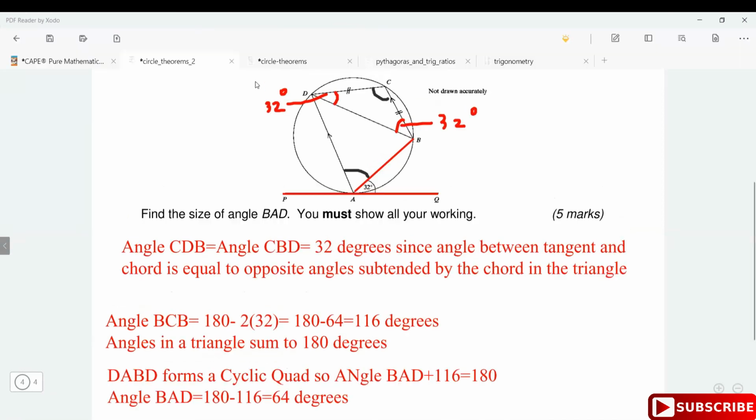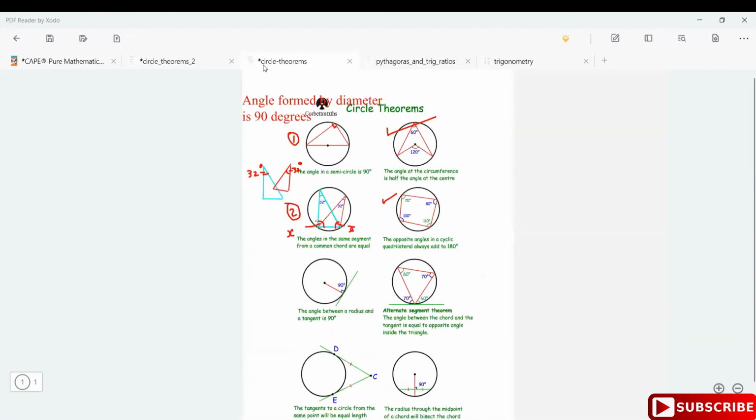Make sure to go through all of these theorems and know them by heart. Know all of them. Angle in the semicircle is 90. Angle at the center is twice the size of the angle at the circumference. Angles in the same segment. Alternate segment theorem. Opposite angles in a cyclic quad. Two tangents and two radii form a cyclic quad. Two tangents drawn from a single external point are equal in length. Angle between radius and tangent is 90. Know all of them.